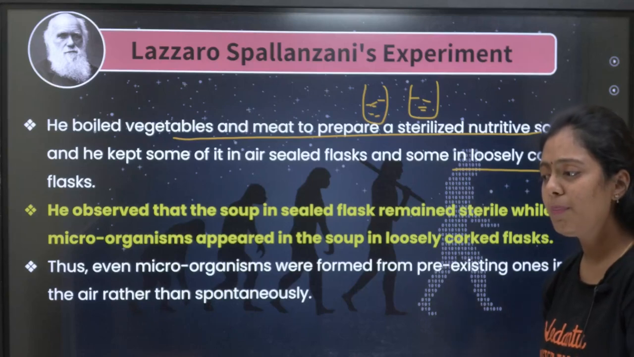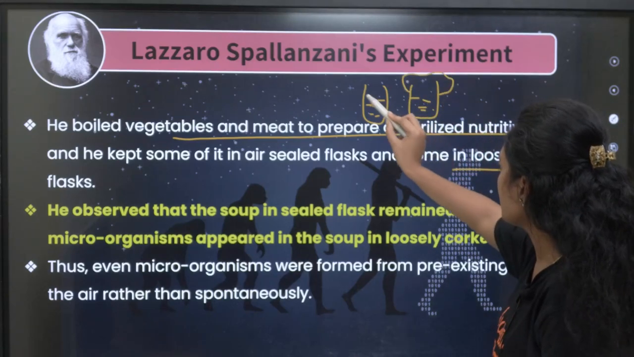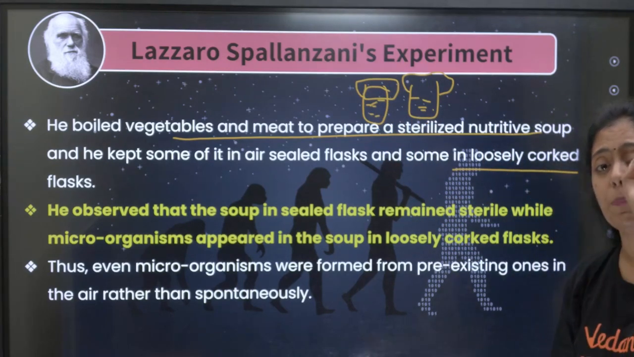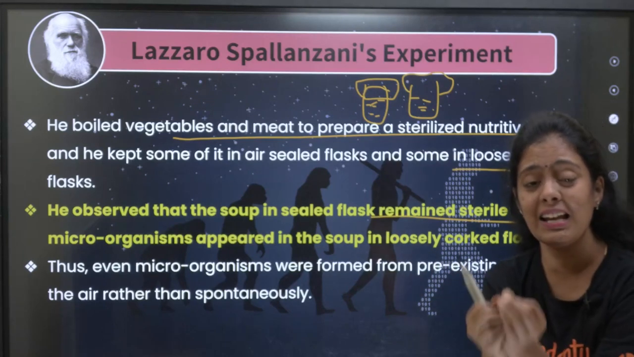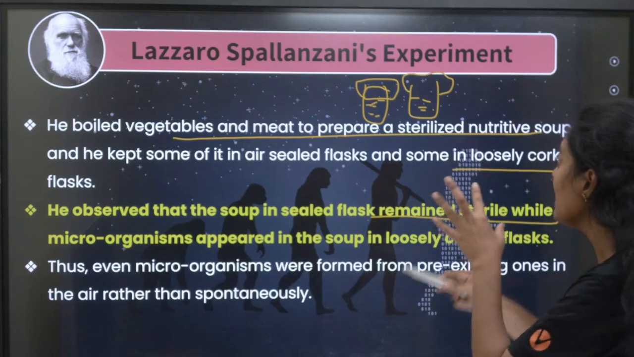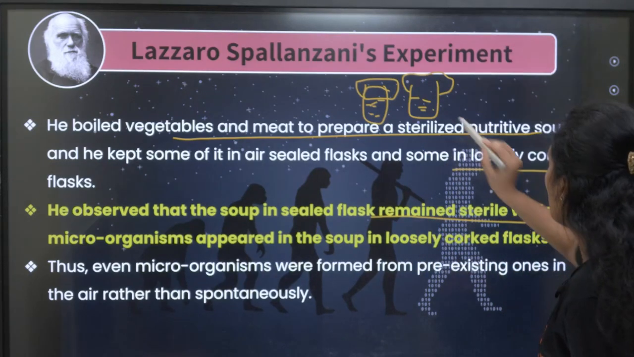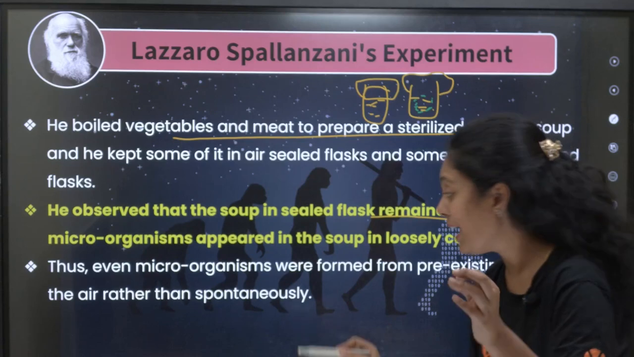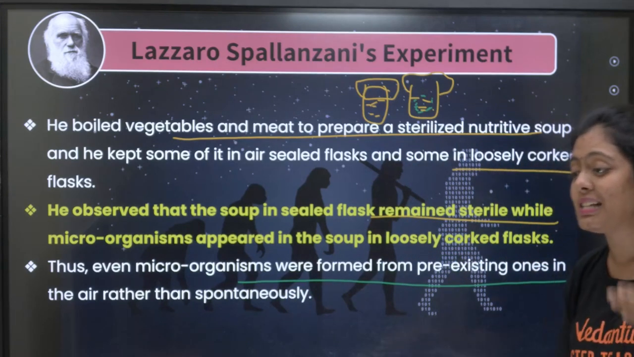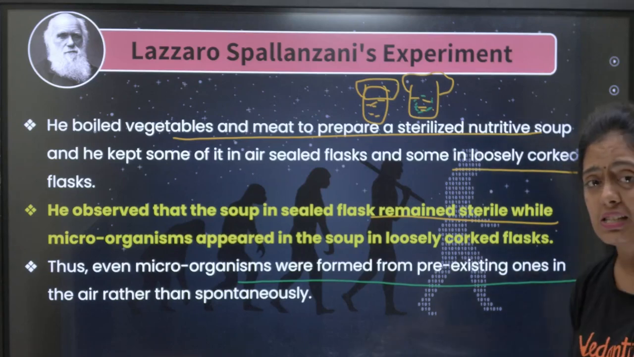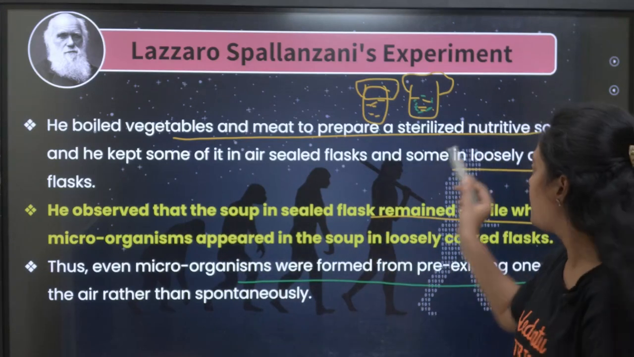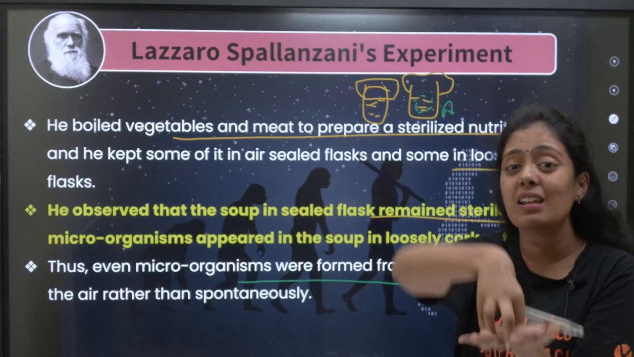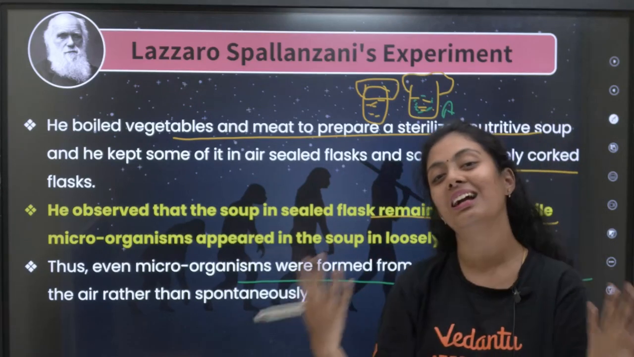In one flask it was very loose, and here it was a tightly sealed flask. He observed that the soup in the sealed flask remained sterile, with no contamination. But in this other flask there was a lot of contamination because he didn't seal it tightly. Thus even microorganisms were formed from pre-existing ones in the air rather than spontaneously. In air there are microorganisms. This flask A was exposed to air, so the microorganisms entered the soup, multiplied and contaminated it.